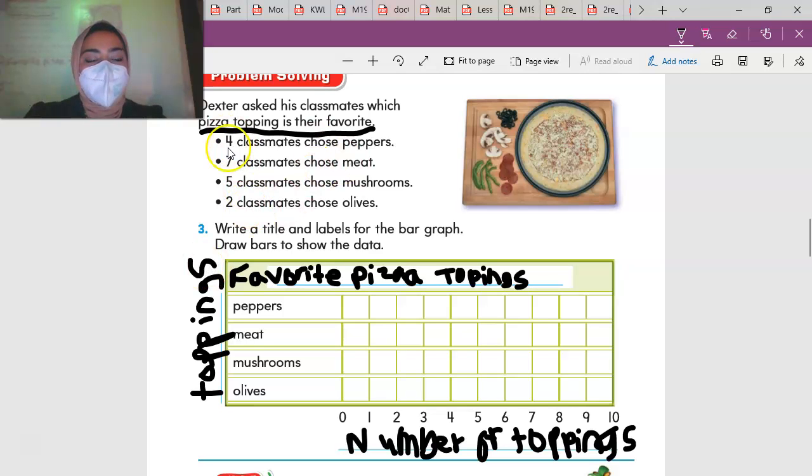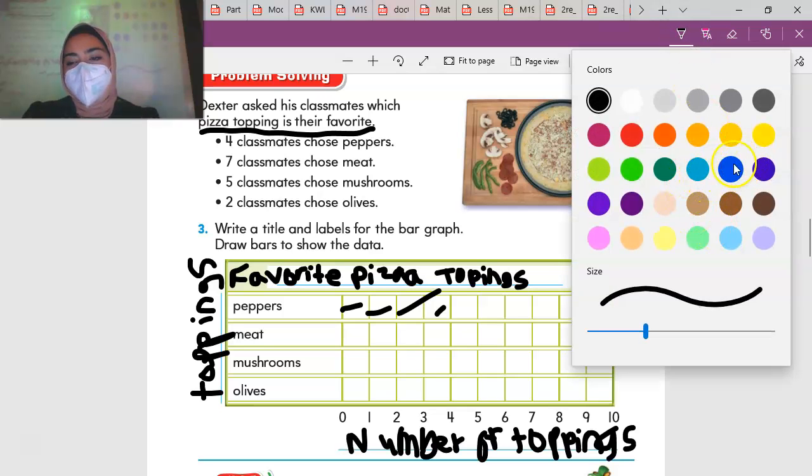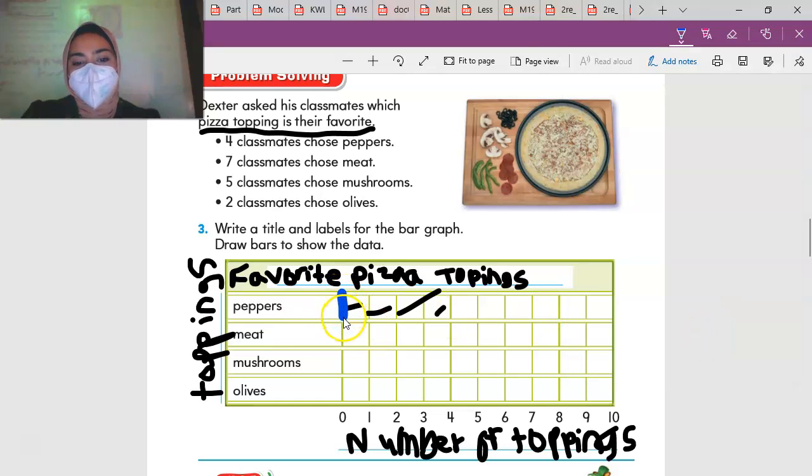Now let's look at our data and fill in the data here. So the first bullet point says 4 classmates chose peppers. So for peppers, how many boxes do you think I'm going to color in? 4. 1, 2, 3, 4. Is it acceptable for me to just cross them out and go? No, I have to color them in to look like a bar. Very good. The reason I just crossed them out is just because I'm counting where I'm going to stop. So 4, it would be like that. And again, each topic or each category or each topping, I would definitely make a different color. Okay?